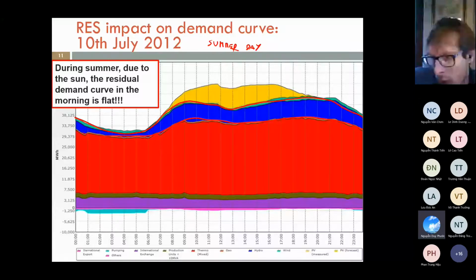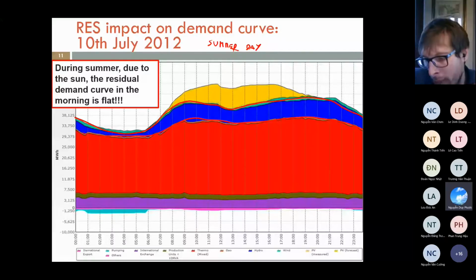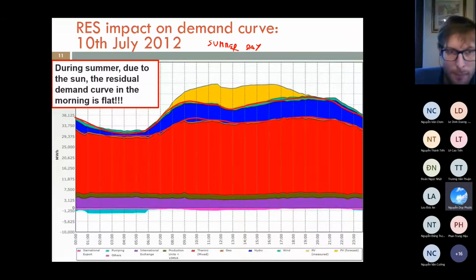So the first impact of the RES is the impact on the residual demand curve, which is the curve that has to be met by the other power plants, traditional, hydro, etc.